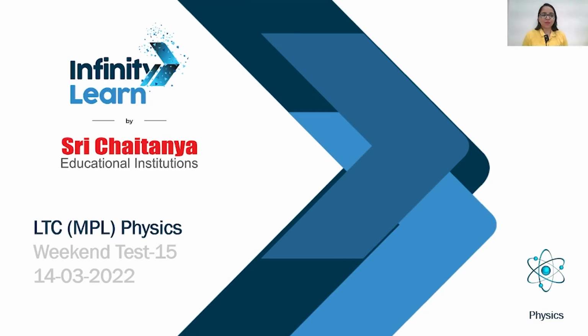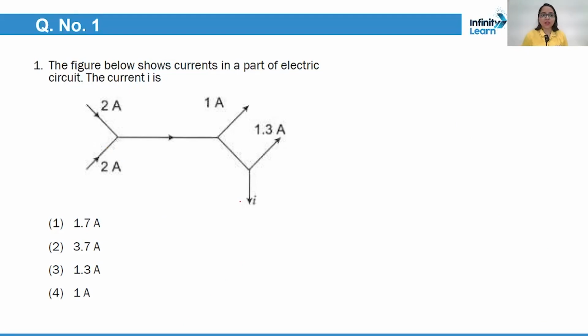In today's session, we will discuss MPL Physics paper Weekend Test 15. So let's start with question number 1. The figure below shows currents in a part of electric circuit. The current I is. So we can apply KCL over here.